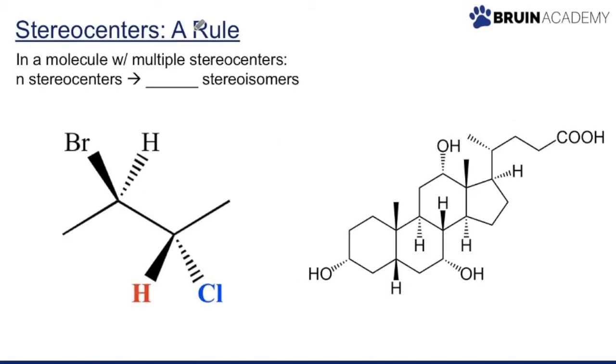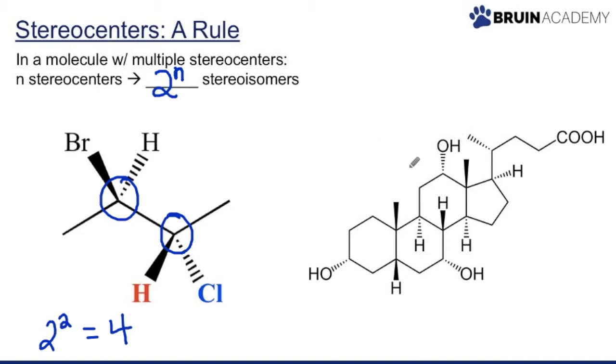So a good rule to keep in mind for stereocenters is that if you have a certain number of stereocenters, n, then that means you can have 2 to the n stereoisomers. So let's take this for example. We have 1 stereocenter here and 1 stereocenter here. And this means that we can have 2 to the second equals 4 stereoisomers that are possible. And I'm not going to draw them all out here, but just know that if you'd like, you can test it for yourself and draw out the molecules with the different spatial arrangements.